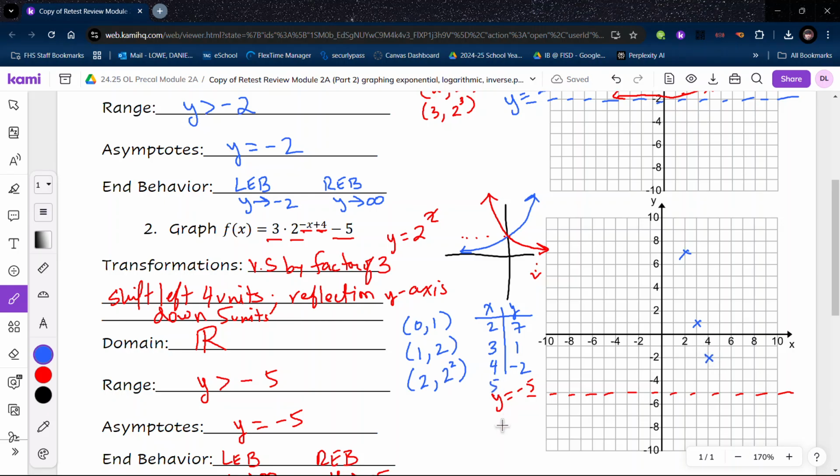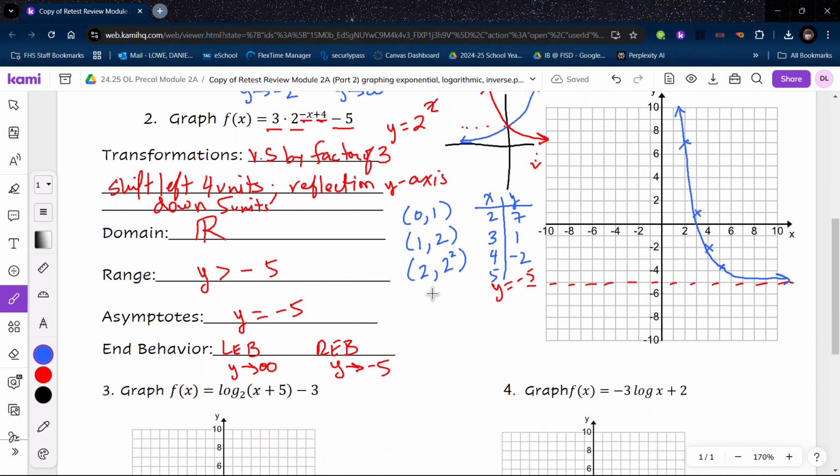If x was equal to 5, that'd be 2 to the negative first. That'd be like 3 times 1/2, and 3 times 1/2 would be 1.5 minus 5. That would be -3.5. So I'd be somewhere down here, and so my graph for this would look a little something like that with the exponential decay.